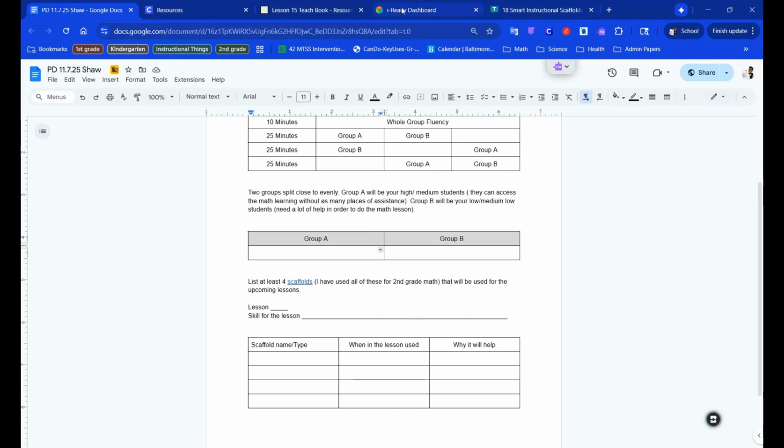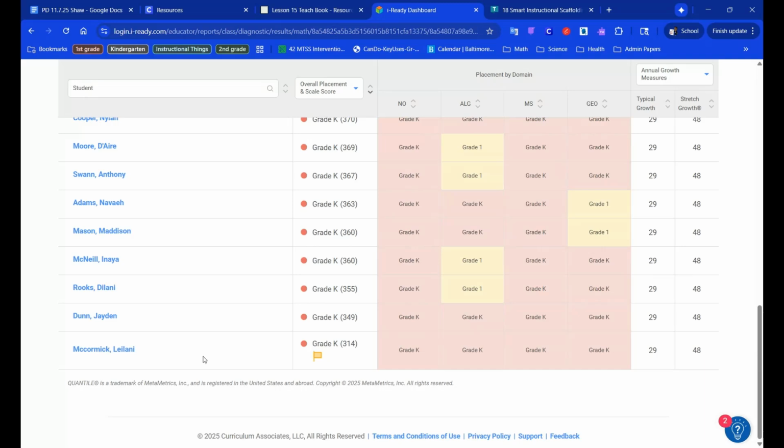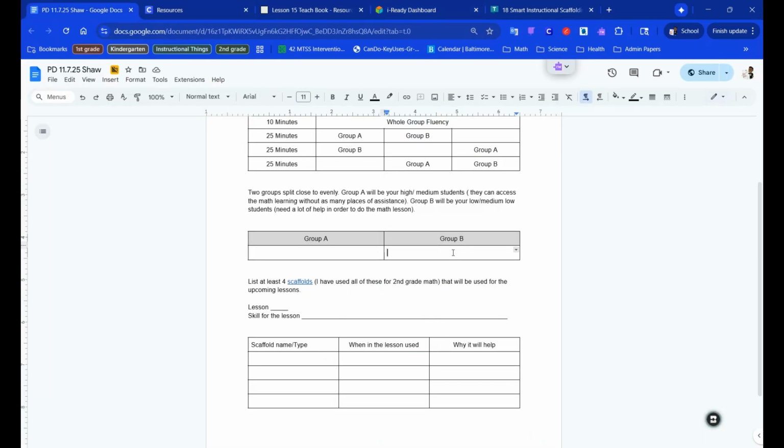So I'm going to go through and start placing them. I see Leilani, she's my lowest right here. It also says she has a rush flag. So this is where I use some observational data to see if she really does belong here or if she could fit in the higher group. So I'm going to put them where they need to be.